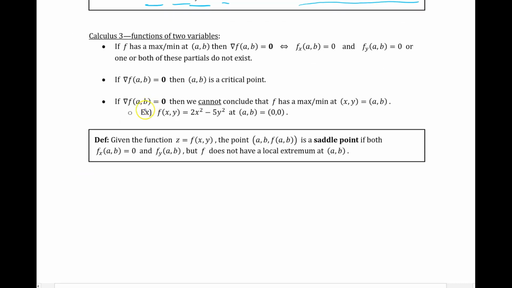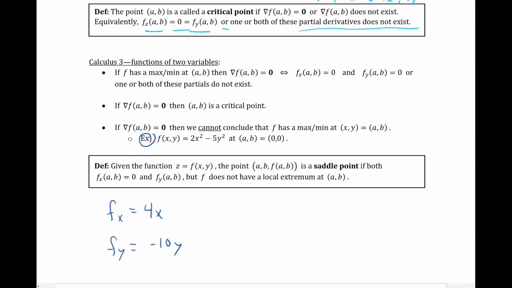So let's take a look at this function here. I'm going to go below here and compute the partial derivatives. The partial with respect to x is 4x, and the partial derivative with respect to y in this case is negative 10y. Now, if we want to find the critical points for this function, first off, the partial derivatives always exist. They're polynomials. So there's no issue of whether or not the partial derivatives exist at a given point. So we really need to know, when is the partial derivative going to equal zero?